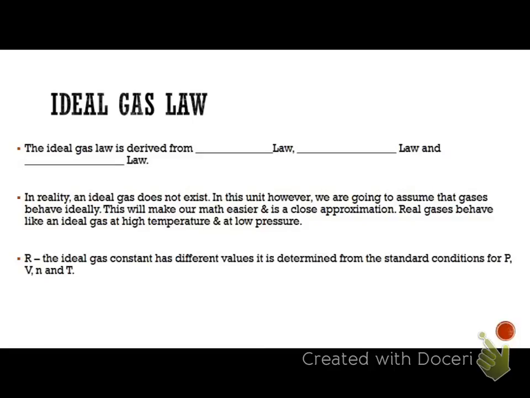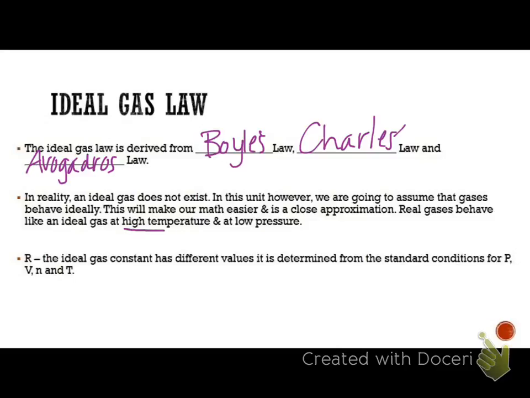So we just said that the gas law was derived from Boyle's, Charles's, and Avogadro's. In reality, the ideal gas does not exist, but remember we can approach ideal gas behavior. So we're going to assume it's an ideal gas, which makes our approximations easier. Remember, real gases can behave like ideal gases at high temperatures and low pressures, because the particles are very far apart. That's what we're looking for, very far apart. So this ideal gas law constant is determined by the standard conditions for pressure, volume, moles, and temperature.